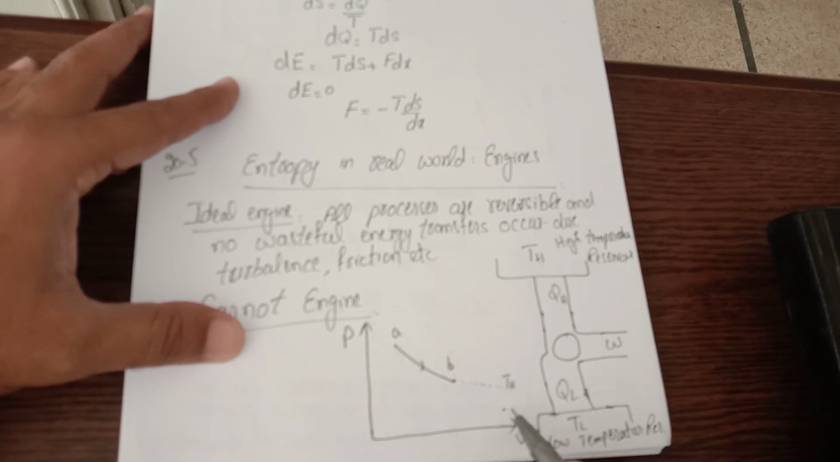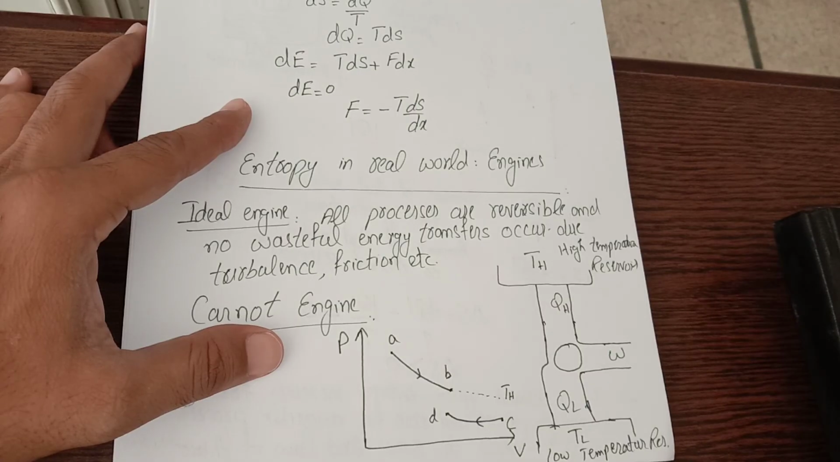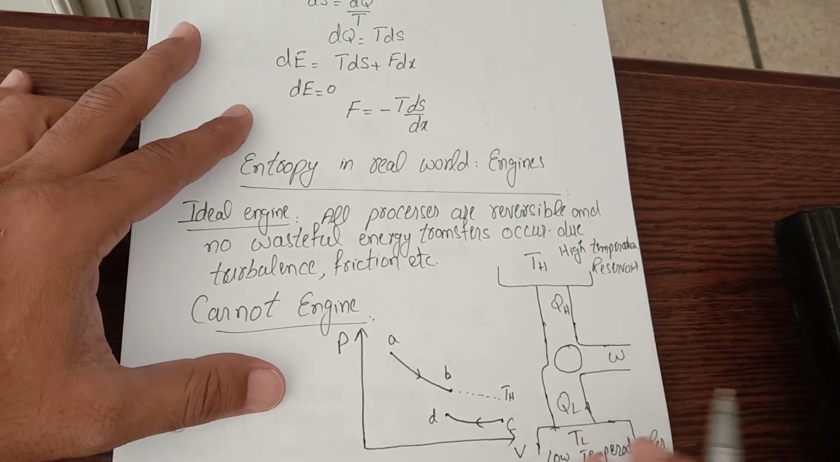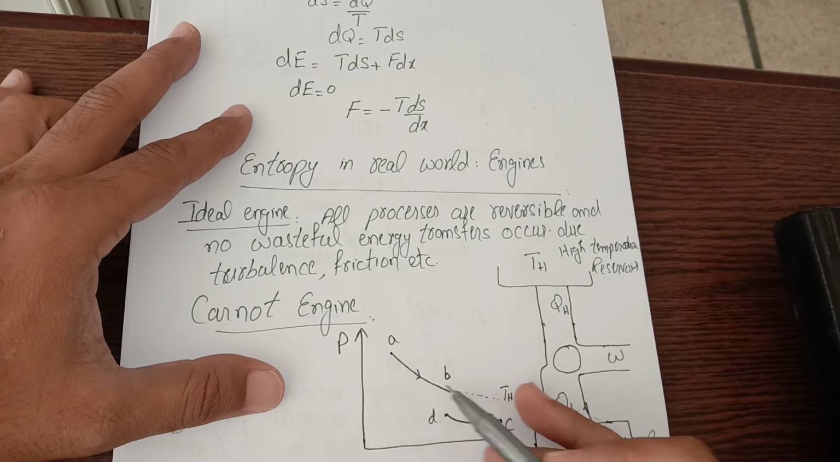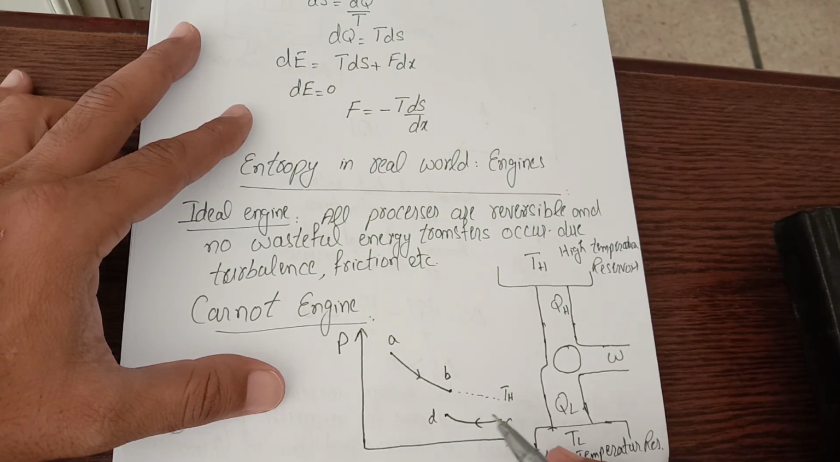So I represent the isothermal compression to be like this. Let me call this point C and this point D. This is isothermal compression in this case. To make this process reversible, since we have taken isothermal expansion and compression, we have to add adiabatic expansion and compression in series with this expansion.